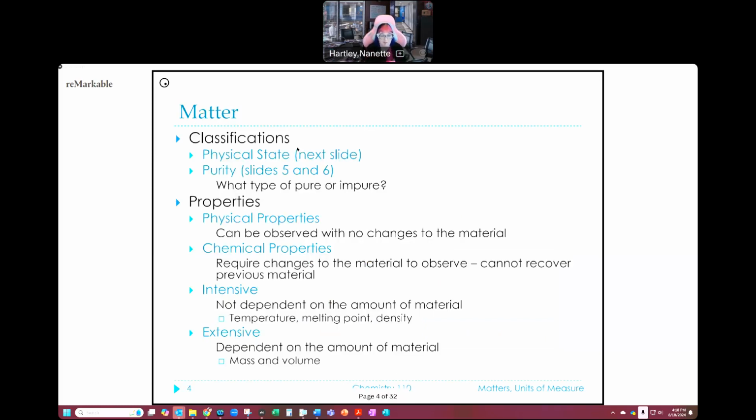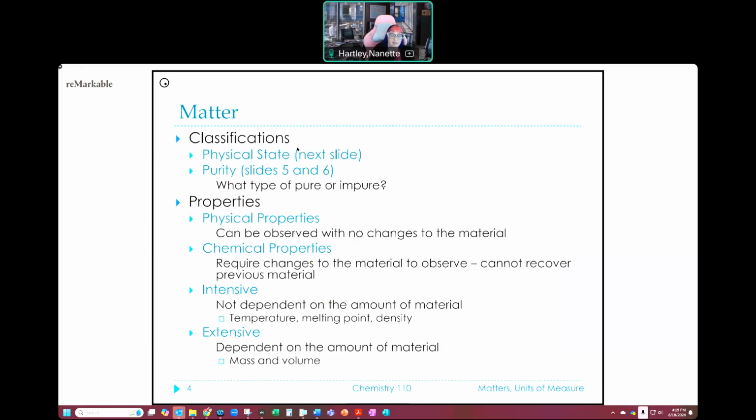So matter. We'll talk about classifications of matter. Now I'll show you the physical states on the next slide, so we'll come back to that. We're going to talk about purity on 5 and 6. Is it pure? Is it impure? And what do we mean? How do we quantitate that? What are we looking at? We'll talk about physical properties, or properties, one of them being physical.